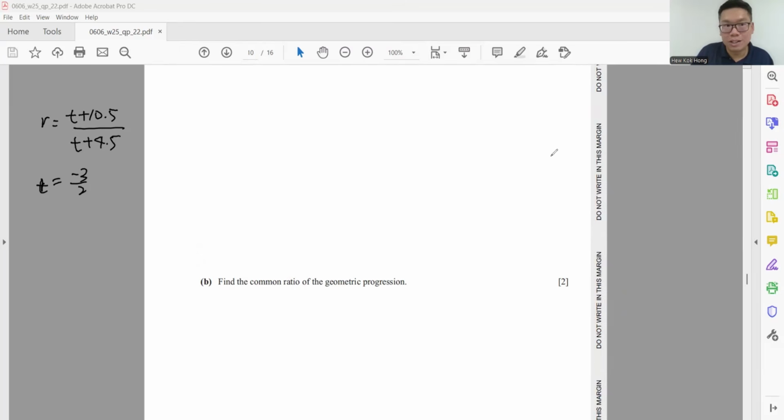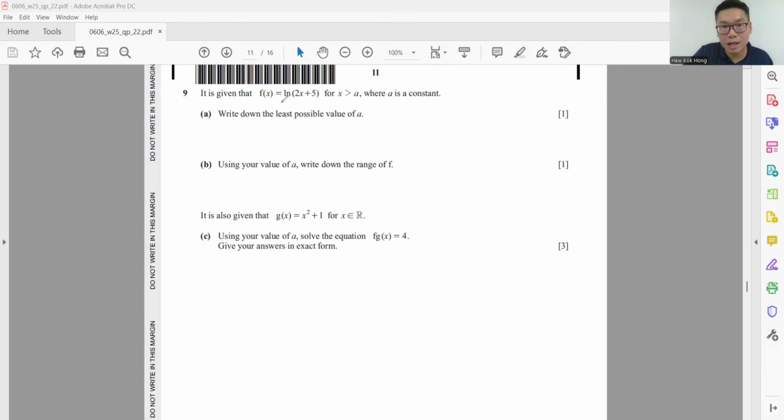So after we know what is R and what is t, the question asks us to find the common ratio. Since we already know the unknown t, then we can know what is R. Sub in my t into here. Then you get the ratio is 3. Just key in the calculator.